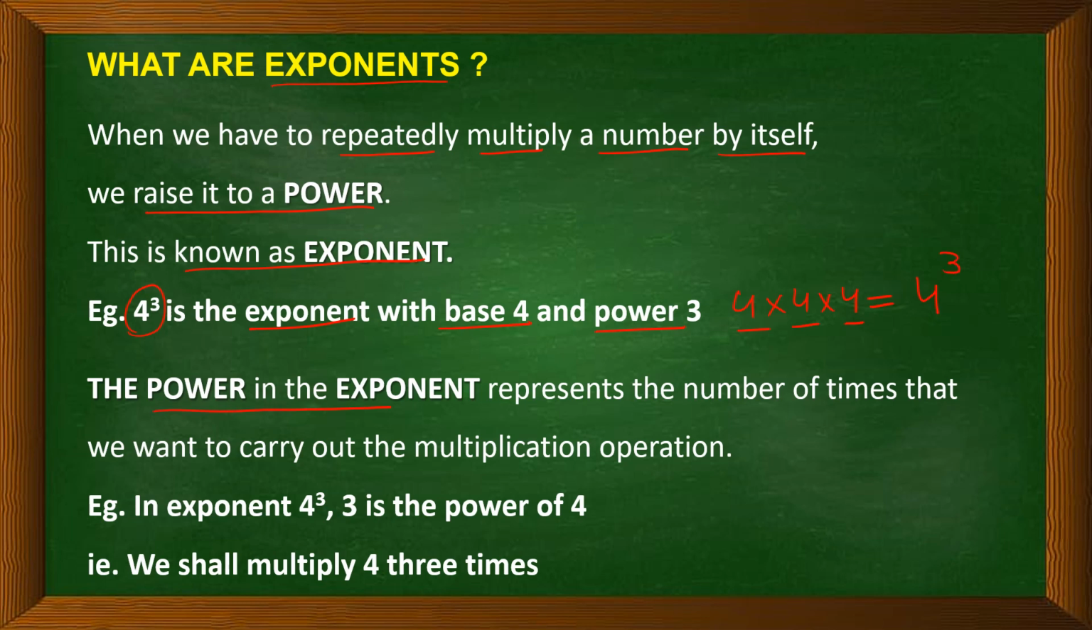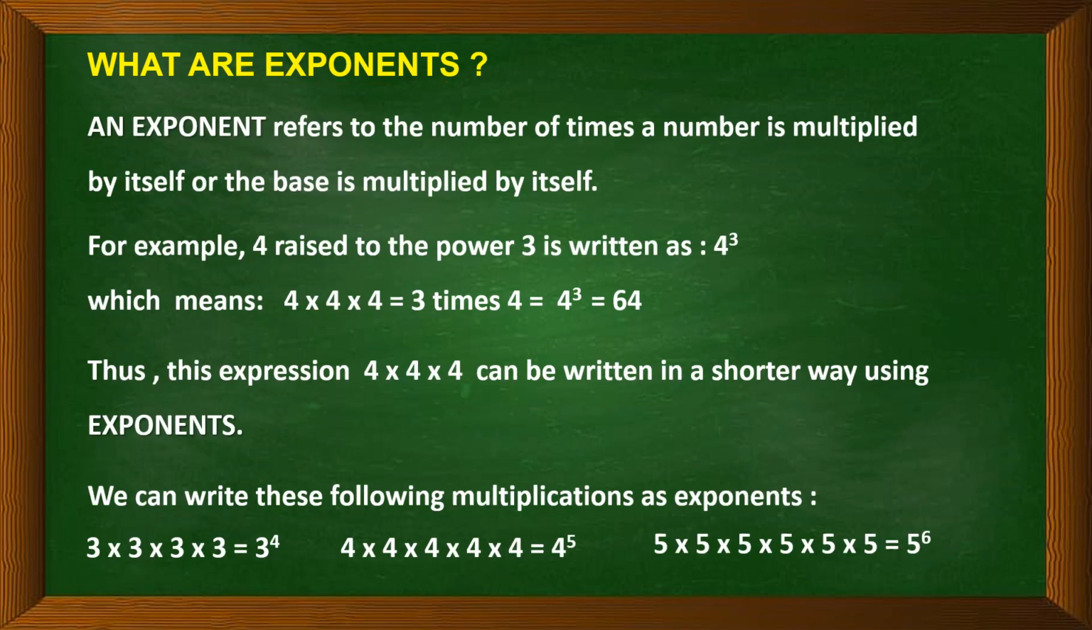Now the power in the exponent, that is the power 3 in the exponent, represents the number of times that we want to carry out the multiplication operation. Since in the exponent 4 cube, 3 is the power of 4, we shall multiply 4 3 times. Therefore, we can say an exponent refers to the number of times a number is multiplied by itself, or the base is multiplied by itself.